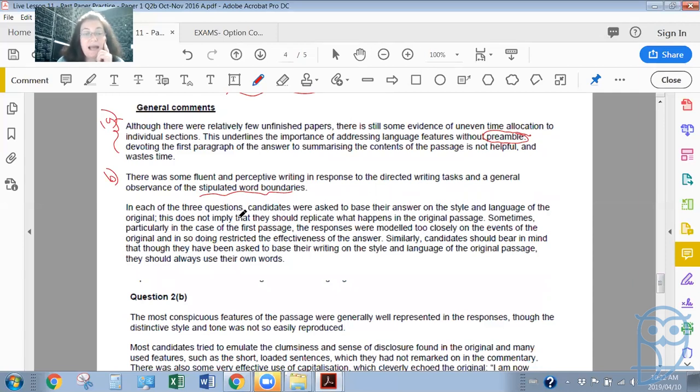This does not imply that they should replicate what happens in the original passage. Sometimes, particularly in the case of the first passage, the responses were modeled too closely on the storyline, the events in the original, and in so doing restricted the effectiveness of the answer. Similarly, candidates should bear in mind that though they have been asked to base their writing on the style and language of the original passage, they should always use their own words.